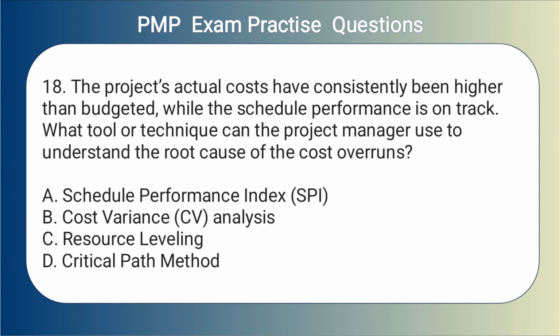18. The project's actual costs have consistently been higher than budgeted, while the schedule performance is on track. What tool or technique can the project manager use to understand the root cause of the cost overruns? A. Schedule Performance Index, SPI. B. Cost Variance, CV, analysis. C. Resource leveling. D. Critical path method.